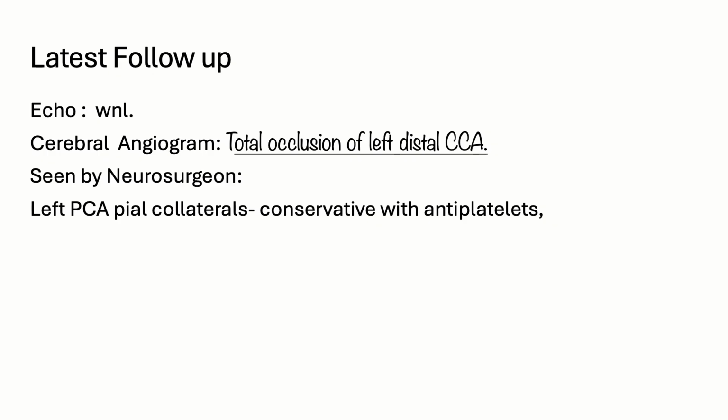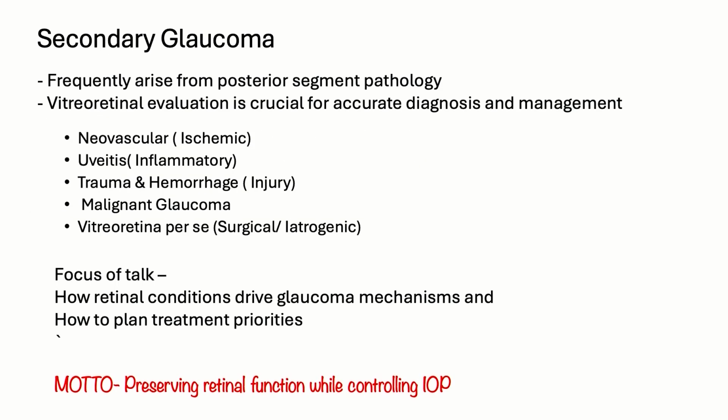By that time, when they did an MRA, they could see a lot of collaterals in the circulation, and they don't usually do any surgical intervention. They manage with antiplatelets. This shows the seriousness when we do not pick up the subtle changes. So what is that retinal pathology which is causing the high pressure? We call it secondary glaucoma. One needs to remember that it frequently arises from posterior segment pathology, and a vitreoretinal evaluation is crucial for an accurate diagnosis and its management.